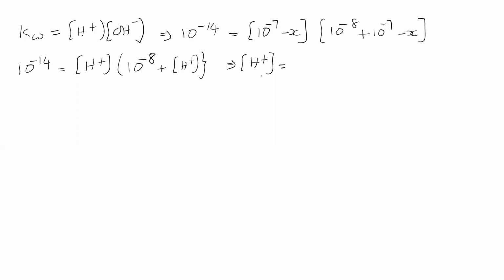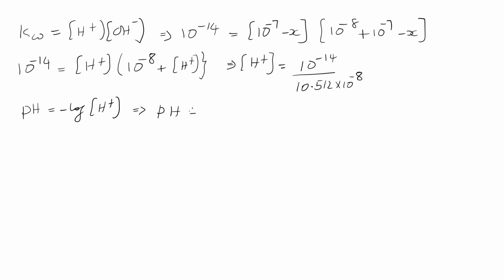From this we can go for pH. The concentration of H plus is 10 power minus 14 by 10.512 into 10 to the power of minus 8. So we got the concentration of H plus. Then we go for pH. pH is equal to minus log of H plus. Let us substitute this H plus concentration. We get pH equal to 7.022.